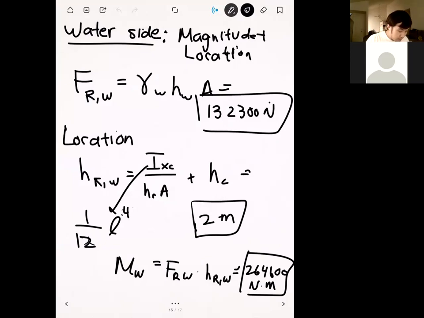Under location, oh, so these are C's. I basically was saying that these are the depth of the centroid, but they're basically the same as HW that's given in the problem.